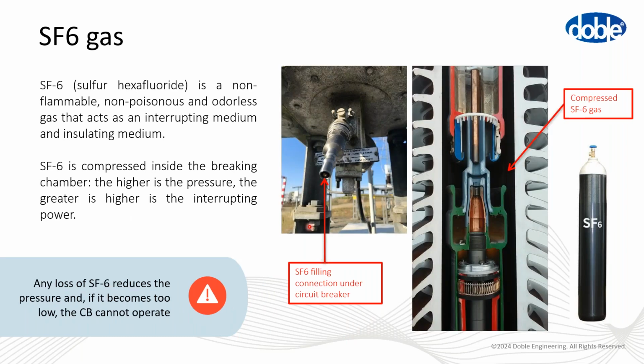Another way to reduce the arc is to use the SF6 gas. As you can read here, it is a non-flammable and non-poisonous gas that has a much higher interrupting power than the air. So what is done is to put compressed SF6 in the chamber of the circuit breaker, and this allows to have a more compact circuit breaker, so you can reduce also the space, but it also allows to reduce the electric arc, because it increases a lot the insulation between these two contacts.